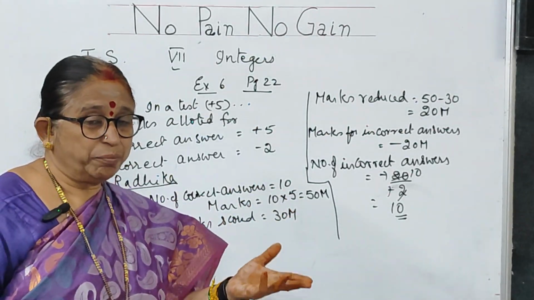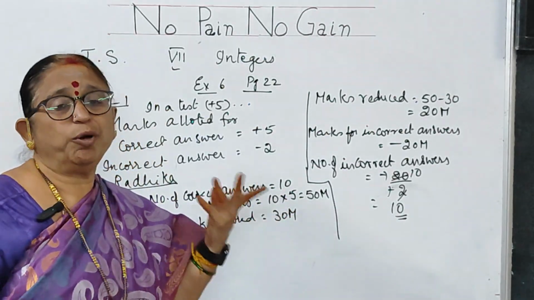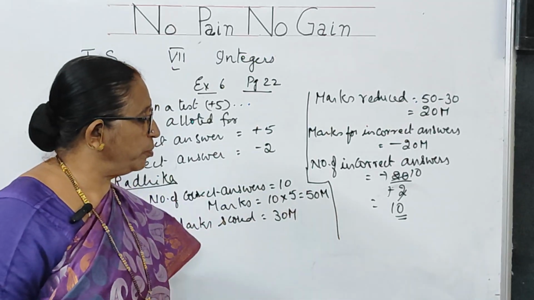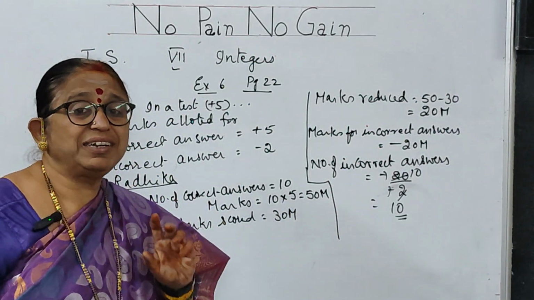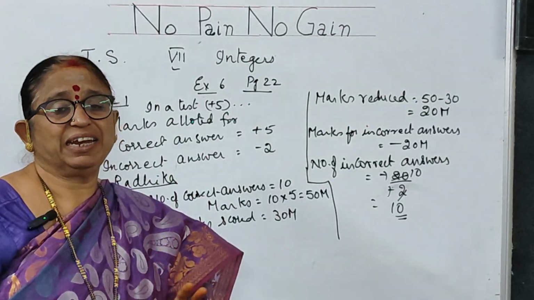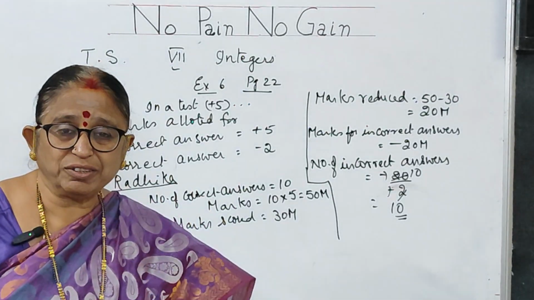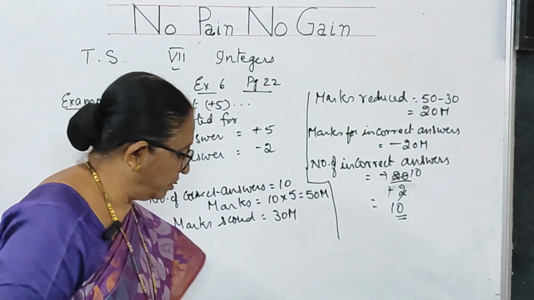So how many marks has she lost? 20 marks. How many questions? Minus 20 by minus 2, 10 questions. So she has attempted 10 questions incorrectly. I hope you have understood, children. Please take this.